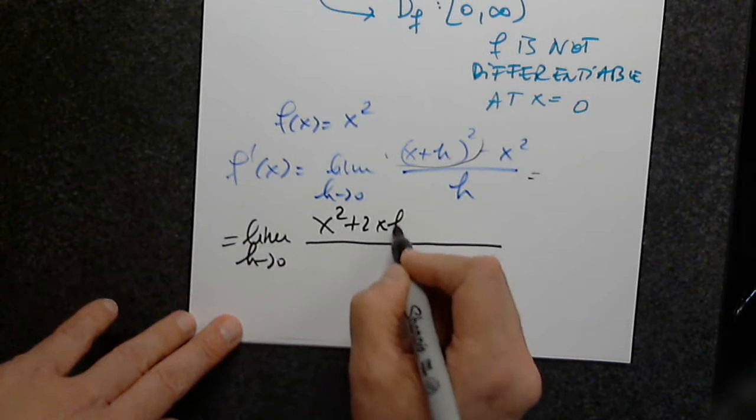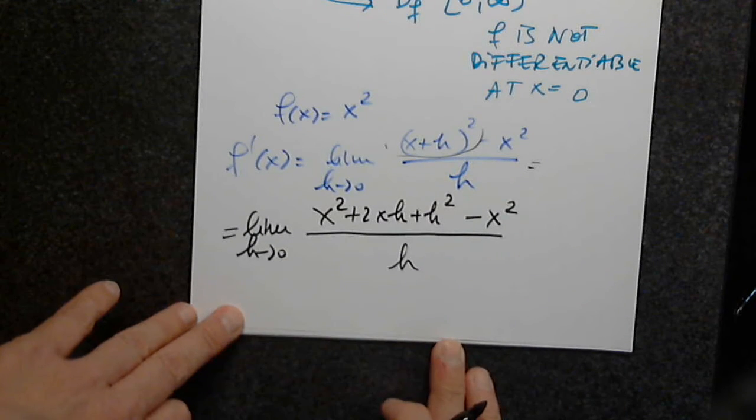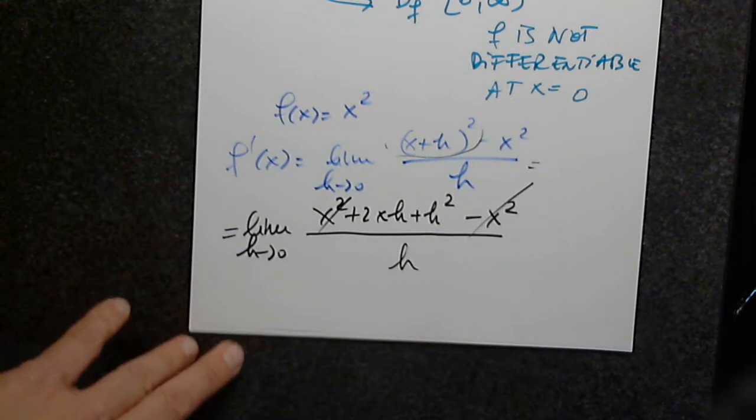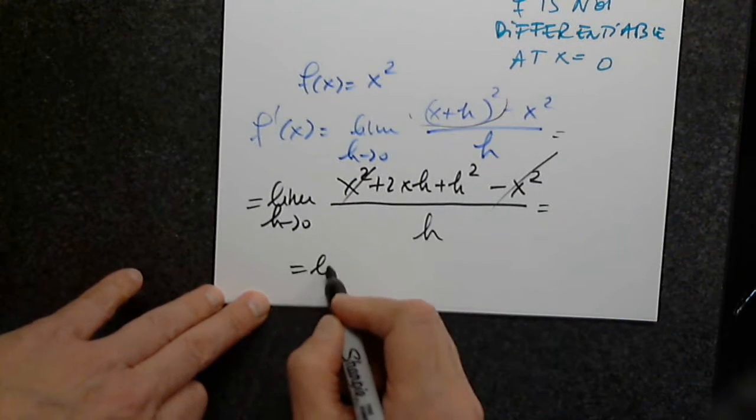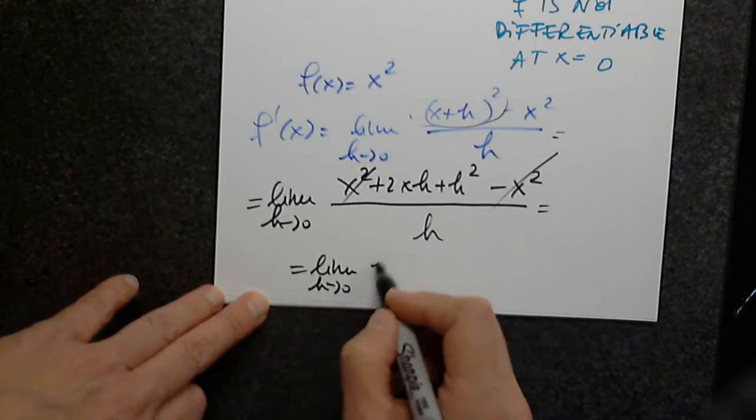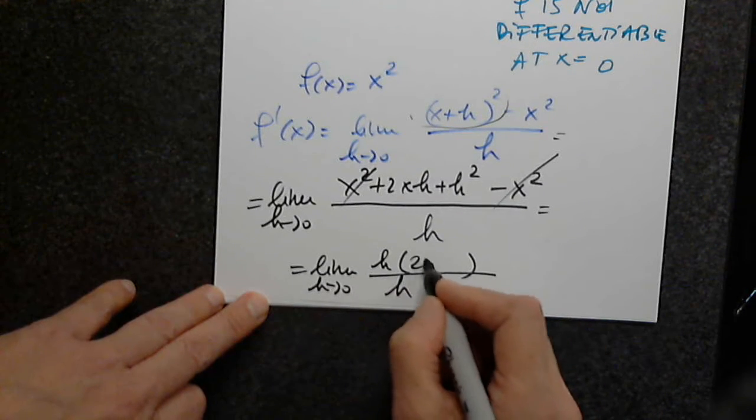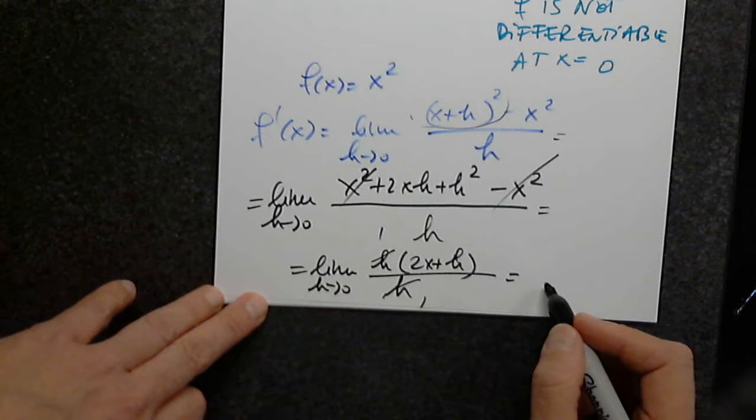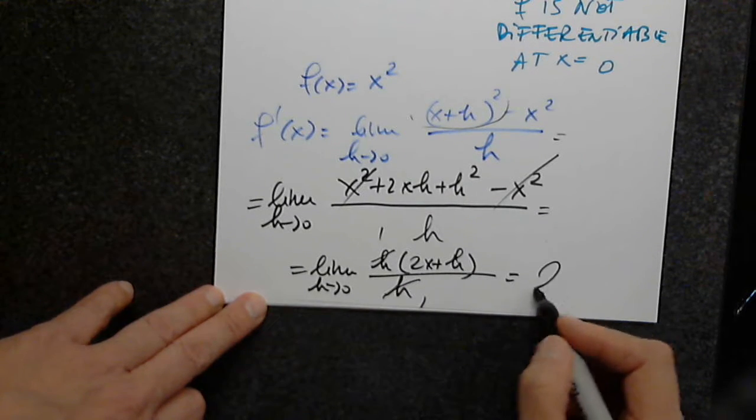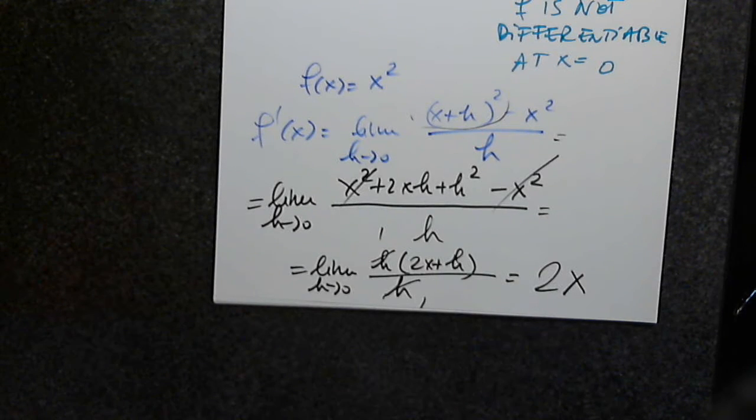Very good. Thank you very much. You made me so proud. Of course, terms without x, without h must go away. Of course, the top has to have an h in common, all terms, because I know that this h in the denominator must go away. So 2x plus h, and the answer is? Very good. When h approaches 0, that goes away, it's 2x.